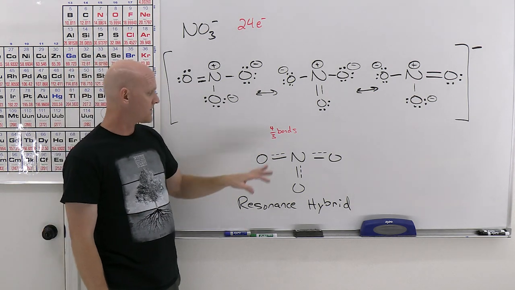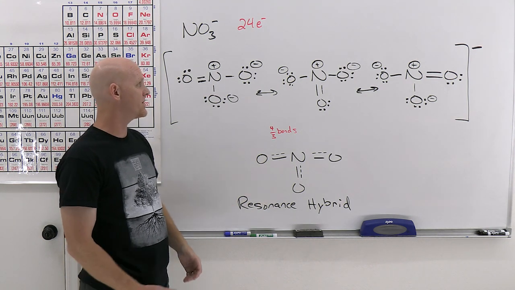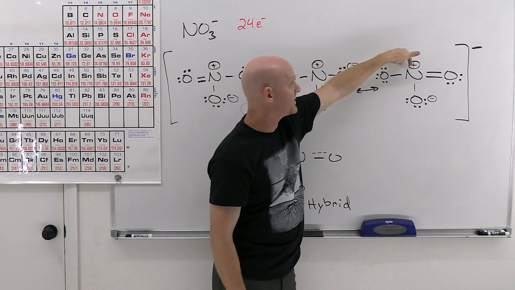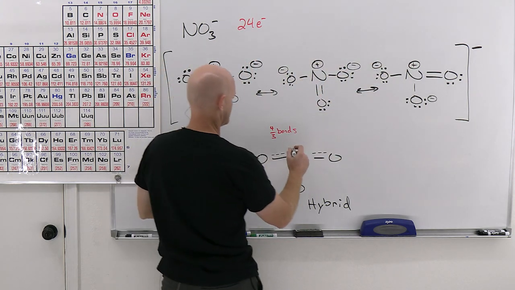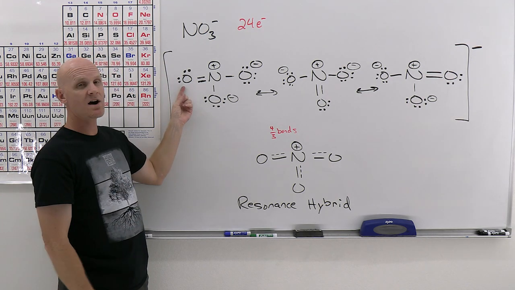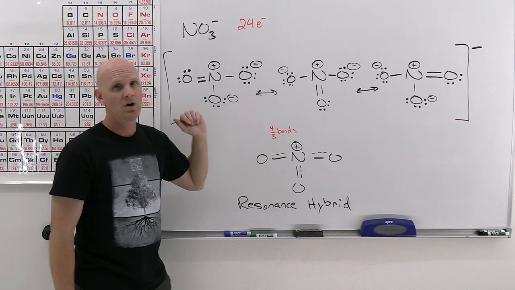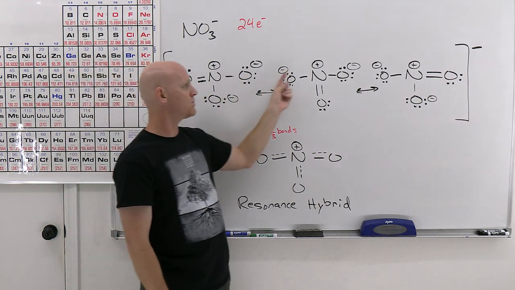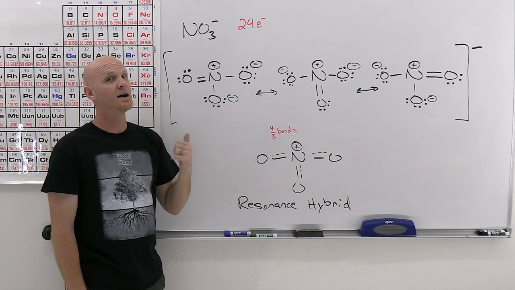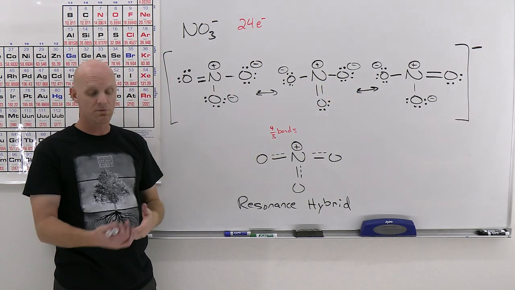All right. Notice also in this resonance hybrid, I have refrained from drawing charges. But what we can do is say that the nitrogen in the middle is fully positively charged. It turns out the oxygens in this structure, this oxygen has no formal charge. In these structures, it's -1. What's the average of 0, -1, and -1? Well, -1 plus -1 plus 0 is -2. And then that's averaged across 3 structures, so it's -2/3.